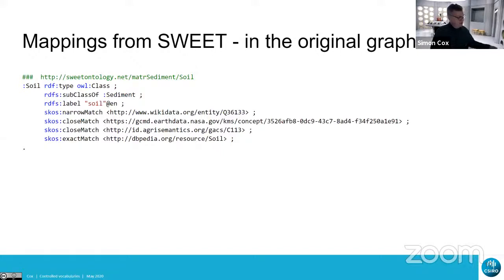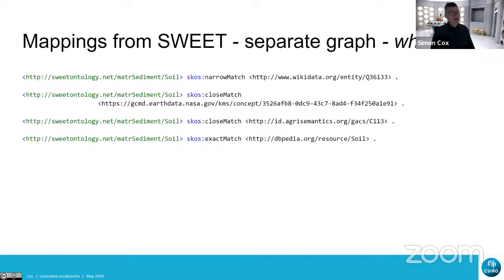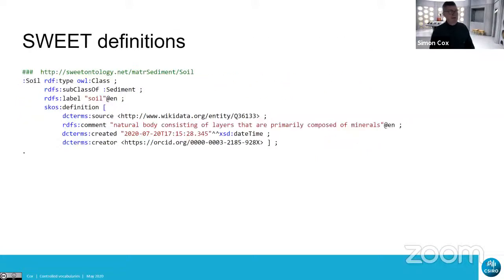That sort of puts Sweet in a particular position, or maybe subordinate to all of these other ones. And there's other approaches that you might use, which might be to manage a set of mapping statements in some other place, in a separate graph. But then that begs the question as to where would that be?